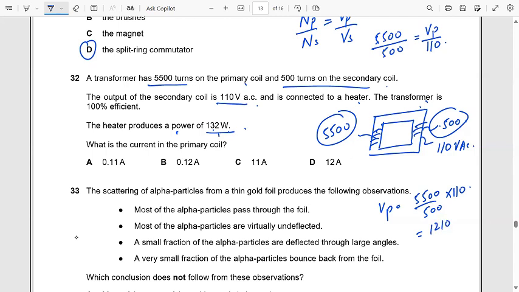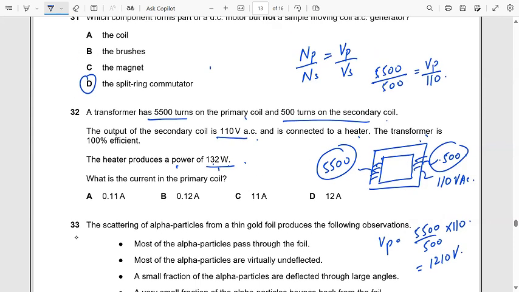1210, right? ठीक है, 1210 वोल्ट हमारे पास आ रही है और आपके पास जब ये आ जाएगी तो you will apply power is equal to VI और पावर आपके पास 100% एफिशिएंट है, जो प्राइमरी पे पावर है वही सेकेंडरी पे पावर है। तो you have 132 here. The voltage is 1210 into I, and once you do it, you get the current, that is A.